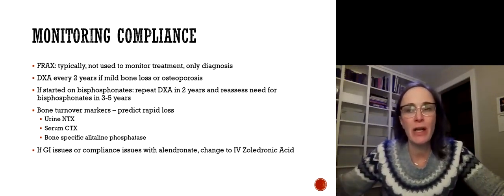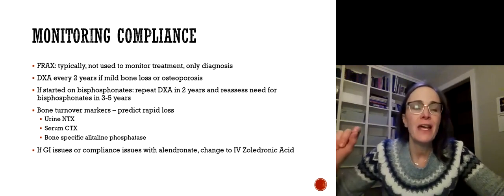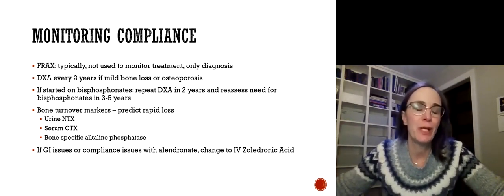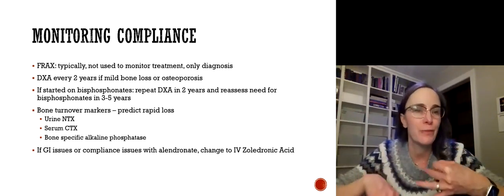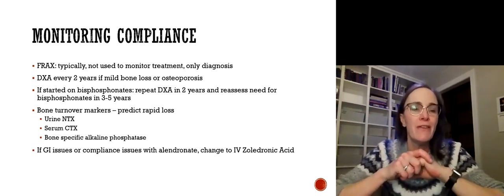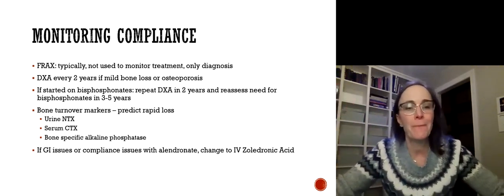So if I saw somebody on once a week alendronate and a few months later I did a serum CTX, and this has to be done first thing in the morning, fasting, and the serum CTX was still elevated, I may switch them to an IV dose of zoledronic acid, because I would go through the compliance issues. Are you taking it correctly? Are you missing it? And then if they were, I would potentially switch them because for whatever reason, they're not absorbing it.